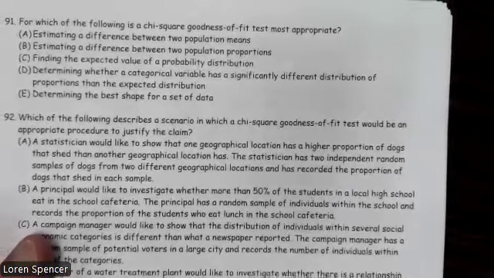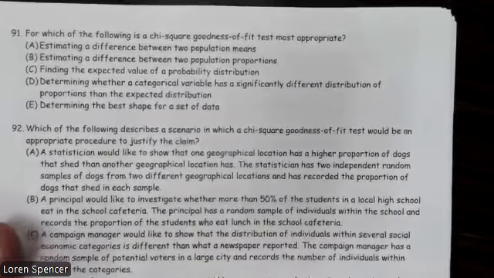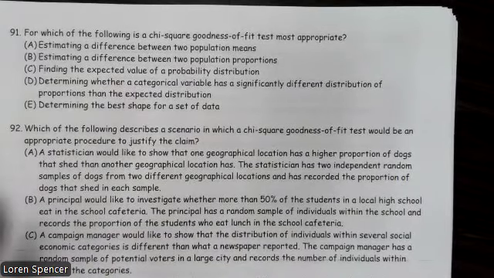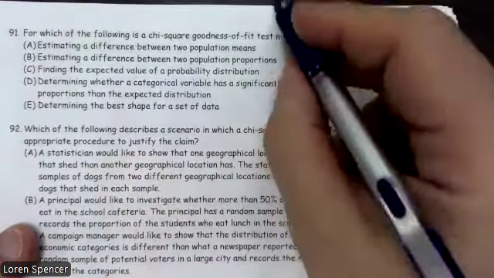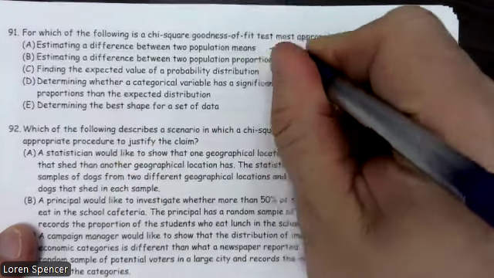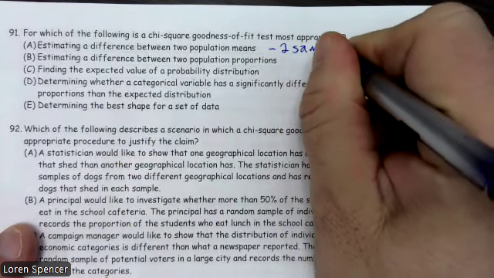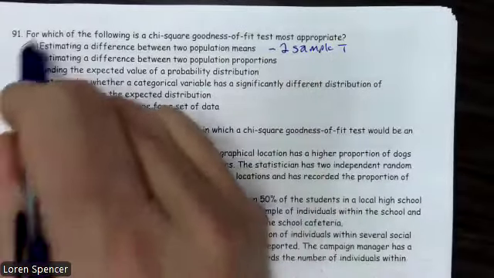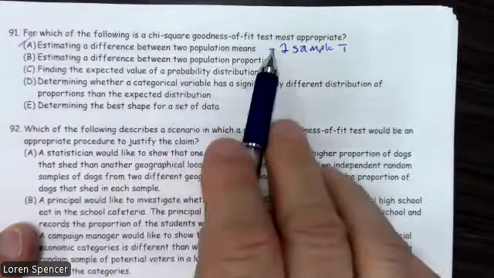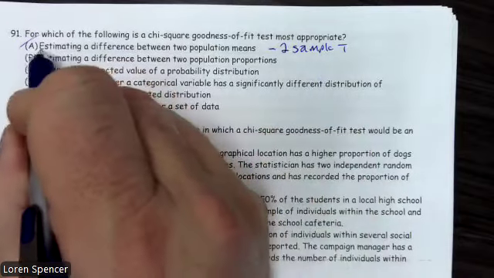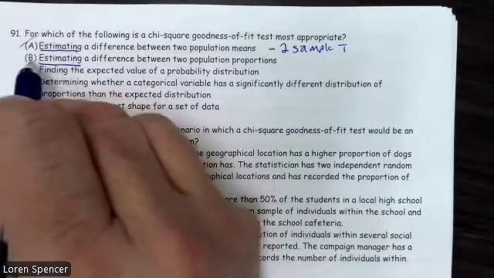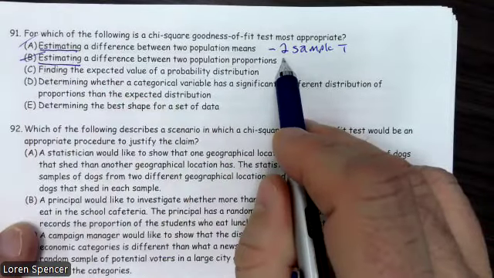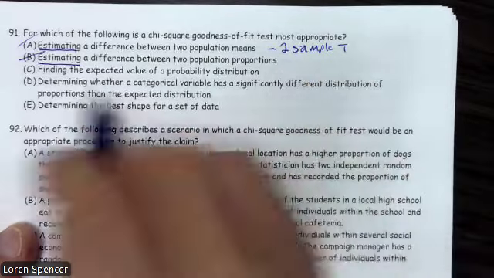Number 91. Which of the following is a chi-square goodness of fit test most appropriate? Estimating the difference between two population means. No, that would be a two sample T interval because we're estimating. Estimating a difference between two population proportions. This would be a two proportion interval. So this would be a two prop interval.